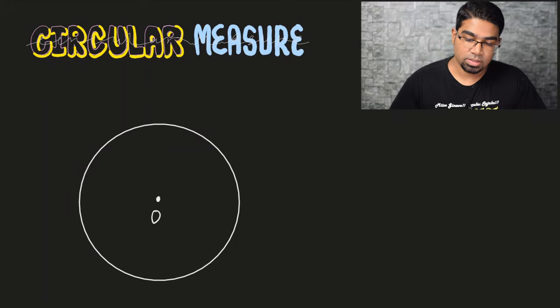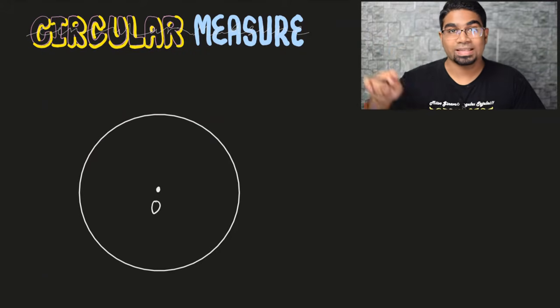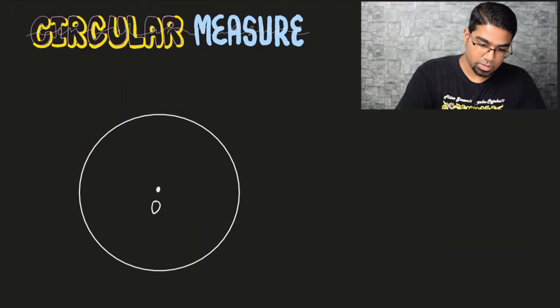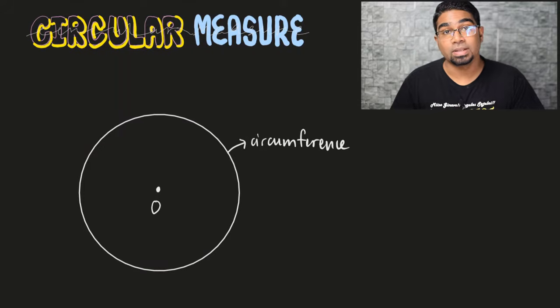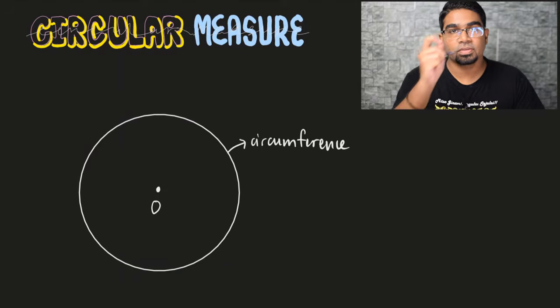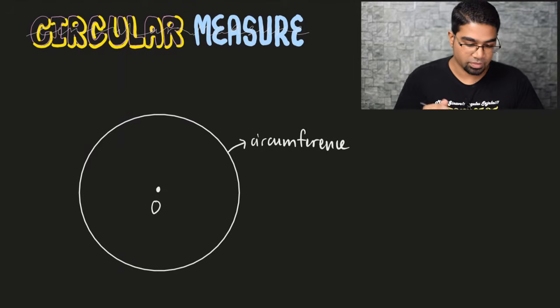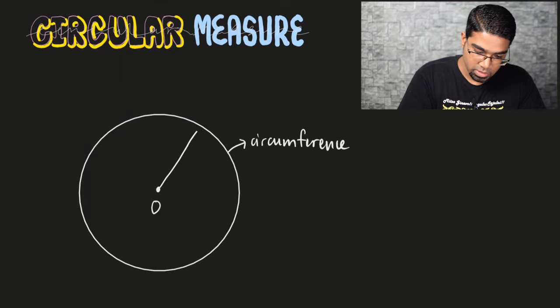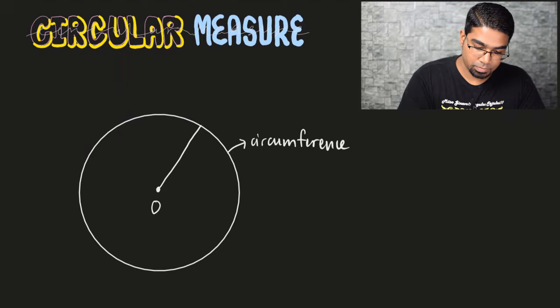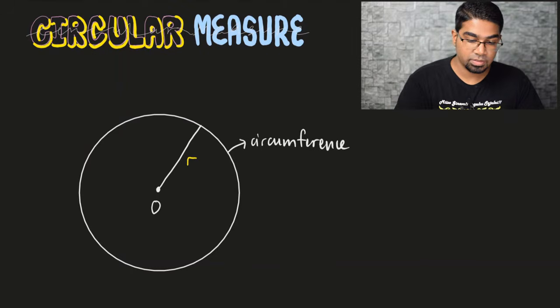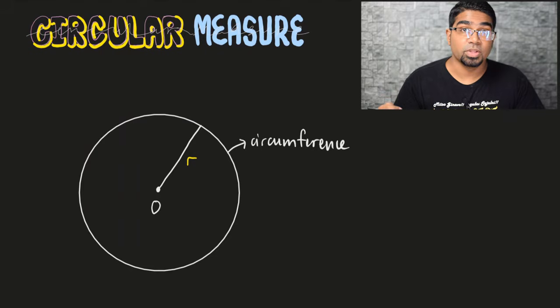First, let's start with some circular measures that you would probably be familiar with. And the first one is the circumference. So the circumference is basically the length of the outline of the circle. This one here would be the circumference. And then there's another one that you would be familiar with, and that is the radius. The radius is the length from the center of the circle to the circumference. So it would be this here. Let's label it as R. R for radius.